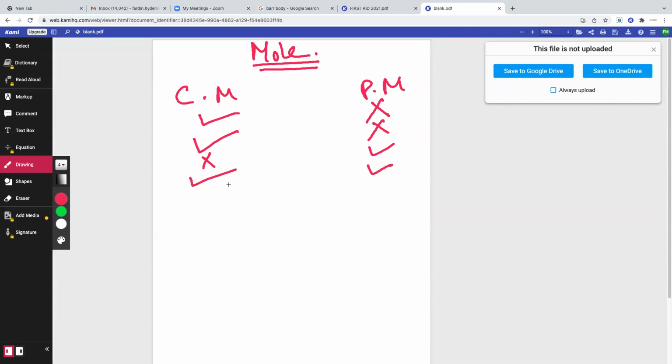Which one has fetal parts? Complete mole or partial mole? Partial mole. There you go. Which one has more chances of developing into an invasive mole and choriocarcinoma? Complete mole or partial mole? Complete mole. There you go. Next one is which one will have hydropic villi and diffuse trophoblastic proliferation? Complete mole or partial mole? Complete mole. As simple as that.